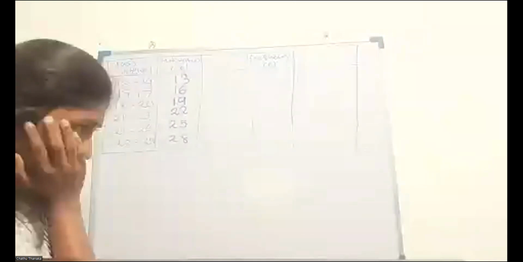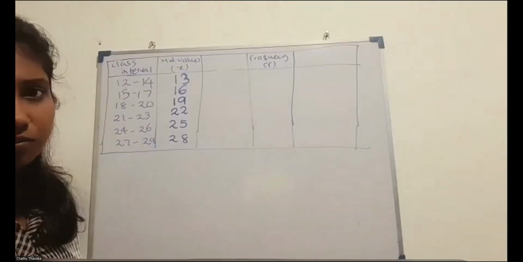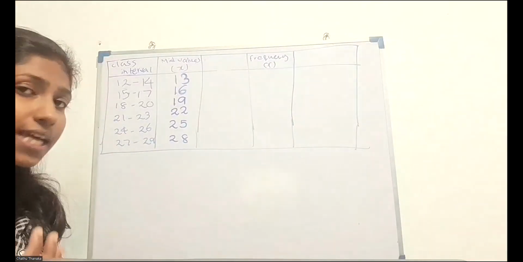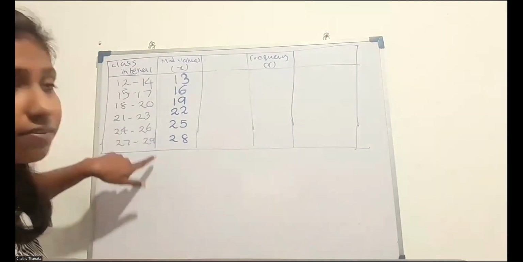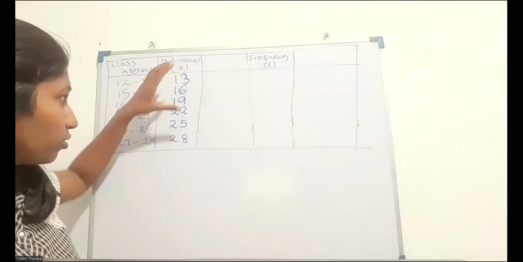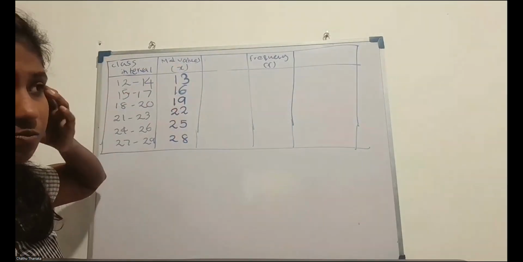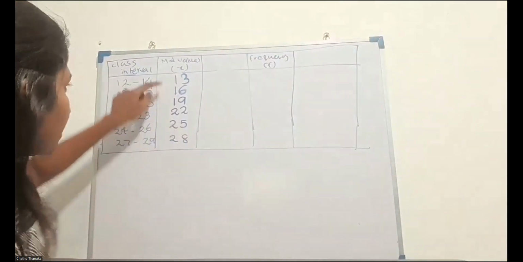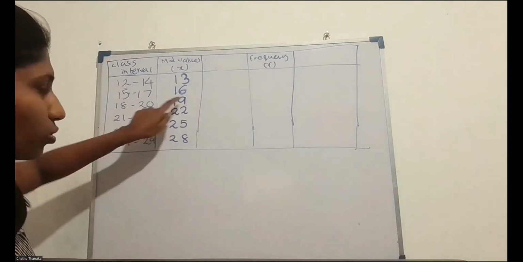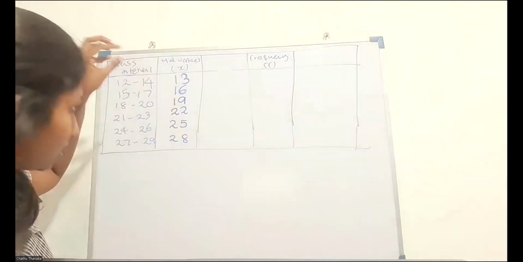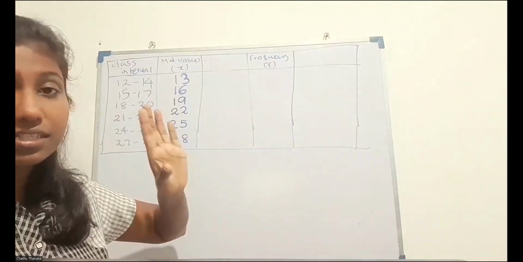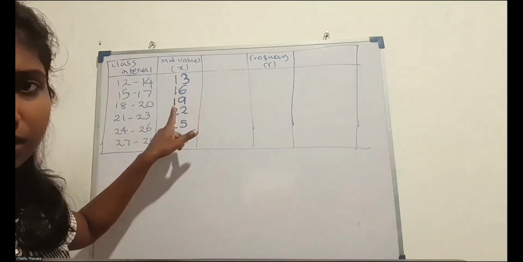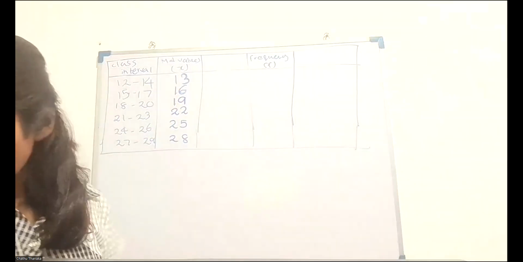Okay. So the next one, first you have to find the mid values. Then you have to get an assumed value. This is known as assumed mean. That is, in this mid value column, you have to select one value. It is better if you can select that value from the mid part, the mid row. Here the mid value is 22. You can take any value, 13, 16, any value. But it is better if you take the middle one. So here, we can take it as 22.